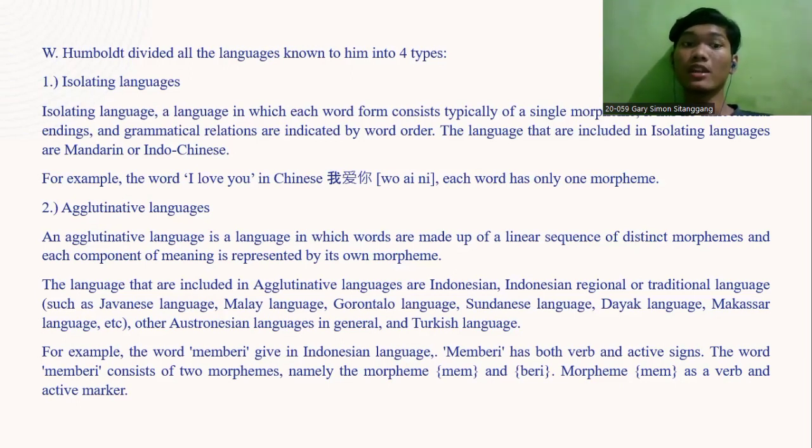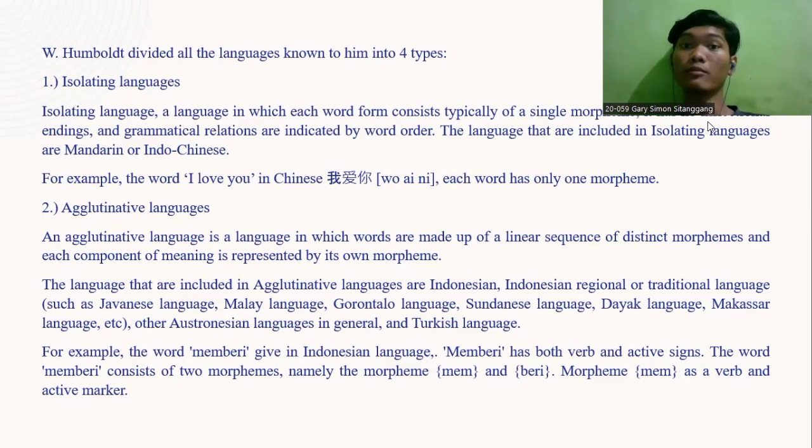The second is agglutinative languages. An agglutinative language is a language in which words are made up of a linear sequence of distinct morphemes, and each component of meaning is represented by its own morpheme. The languages that are included in agglutinative languages are the Indonesian language, Indonesian regional or traditional languages such as Javanese, Malay, Gorontalo, Sundanese, Dayak, Makassar, etc., and other Austronesian languages in general, and the Turkish language.